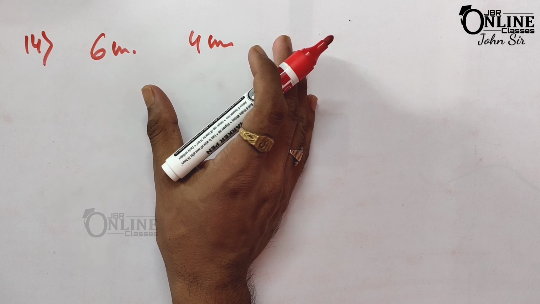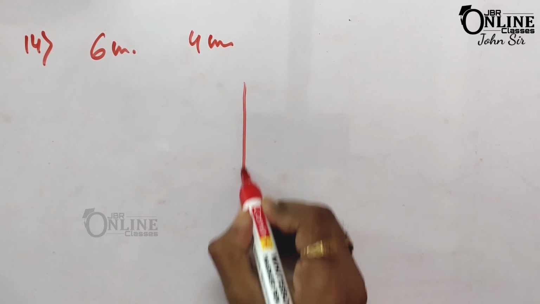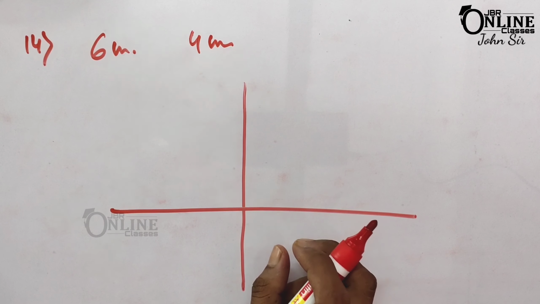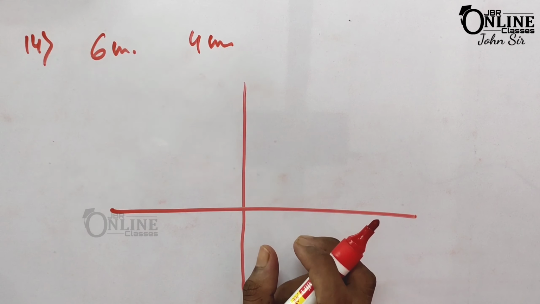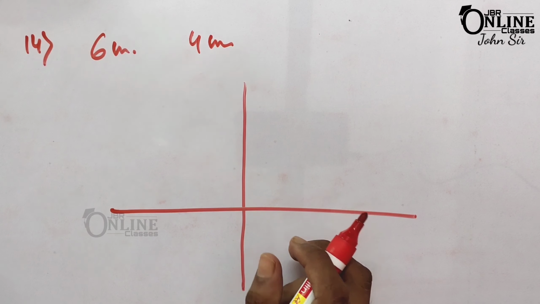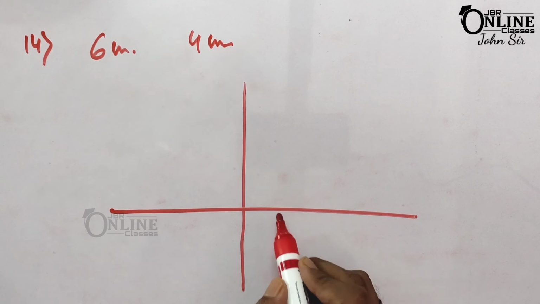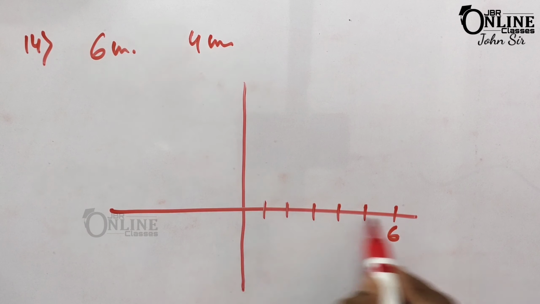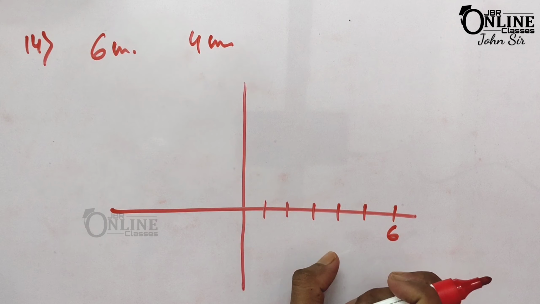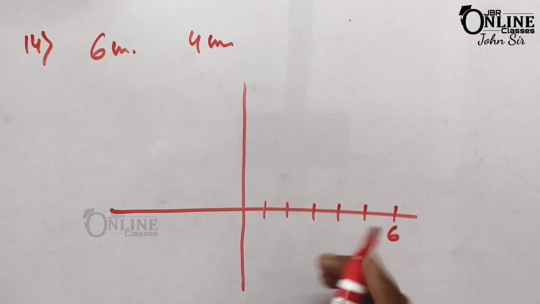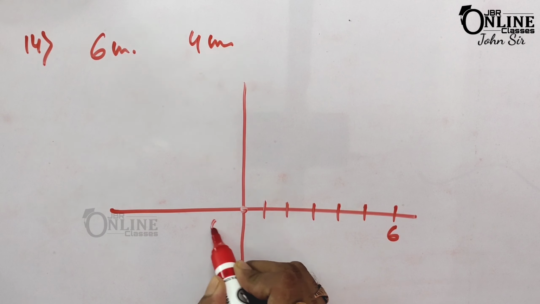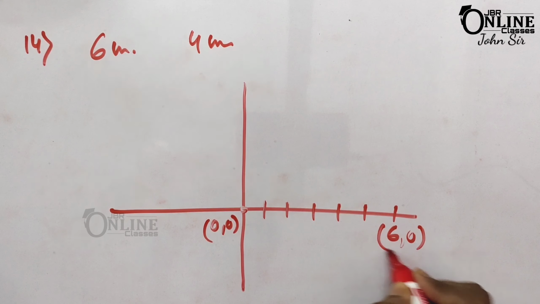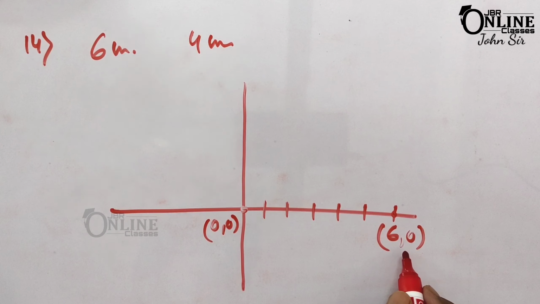If the rectangle is in the first quadrant and its longer side lies on the x-axis, that means here 6 will be here, 1 2 3 4 5 6. So that is the 6 unit point, and one vertex is at the origin. So this one is the one vertex, that is 0 0, and this one will be 6 comma 0.